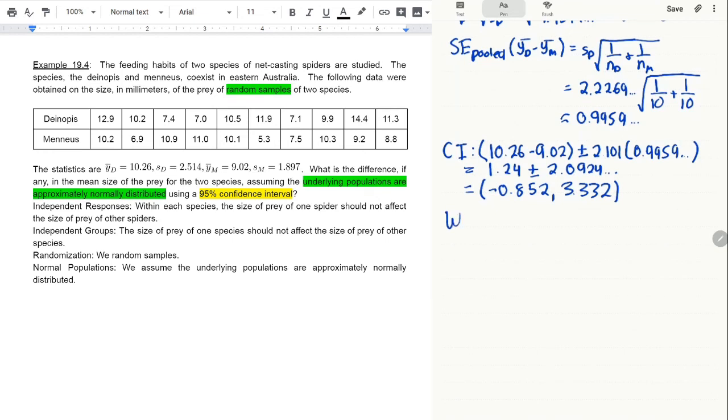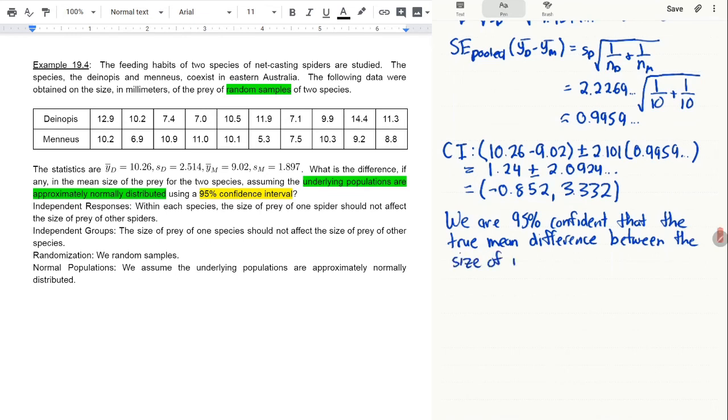Okay, so what we can say is that we are 95% confident that the true mean difference between the size of prey of the two species is between negative 0.852 millimeters and positive 3.332 millimeters.